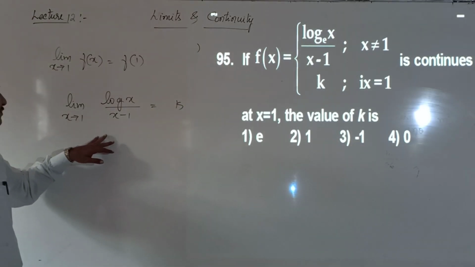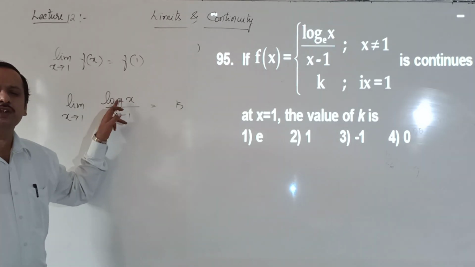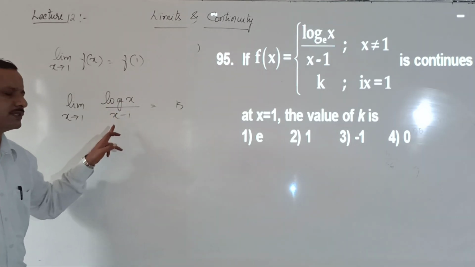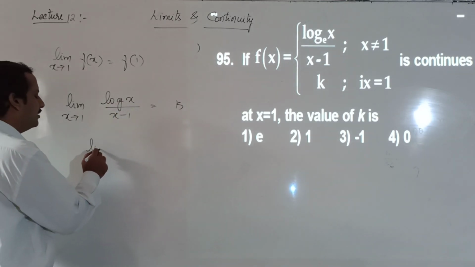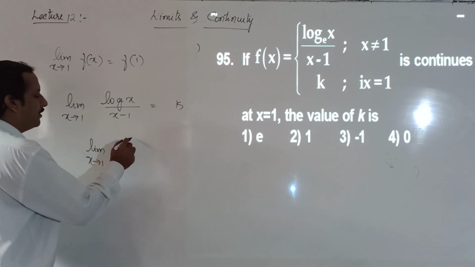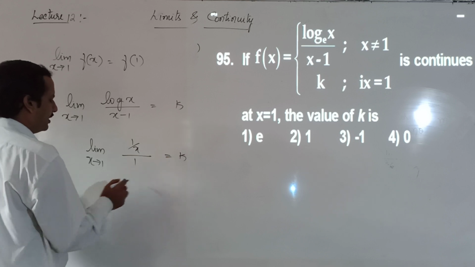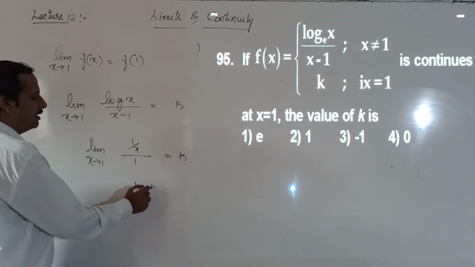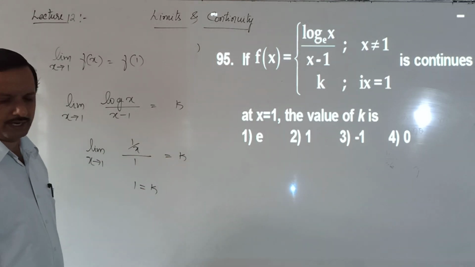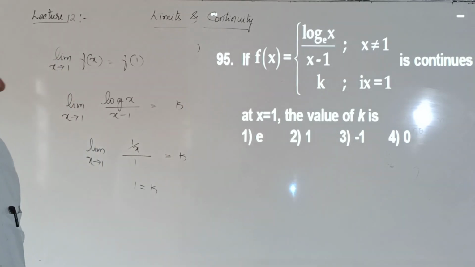If I directly apply the limit, I get log 1. Log 1 is 0. The denominator also, 1 minus 1, is 0. 0 by 0, so use L'Hospital's rule. The derivative of log x is 1 by x. The derivative of x minus 1 is 1. That is equal to k. Apply the limit as x tends to 1. K is equal to 1, second option.